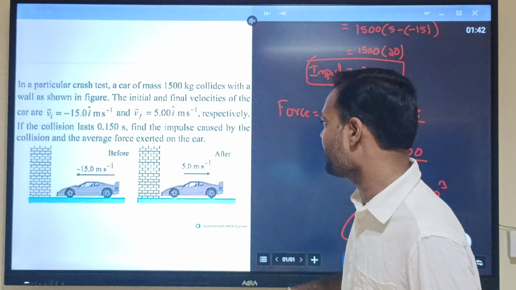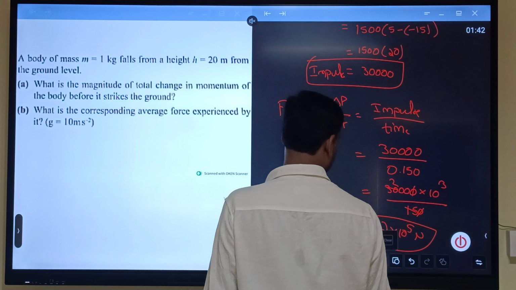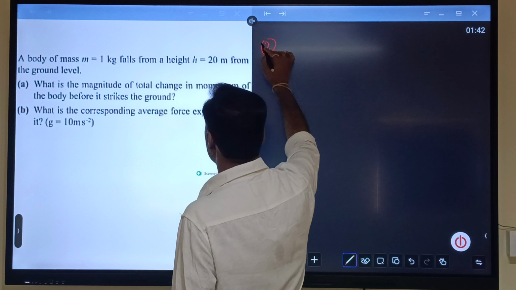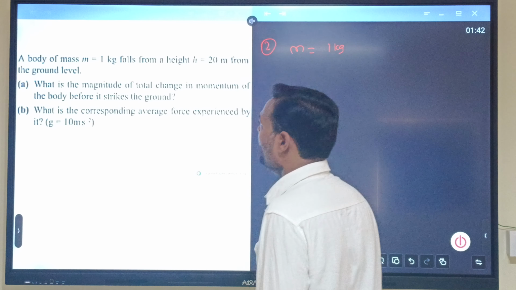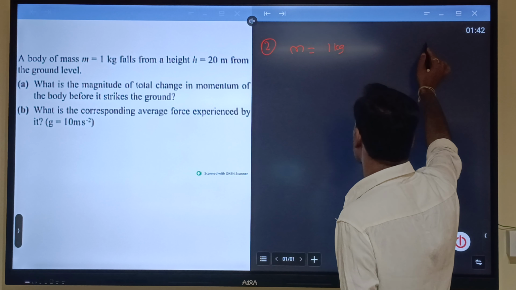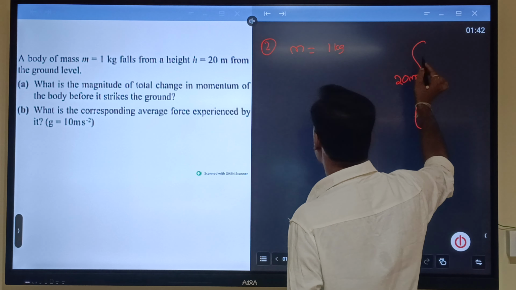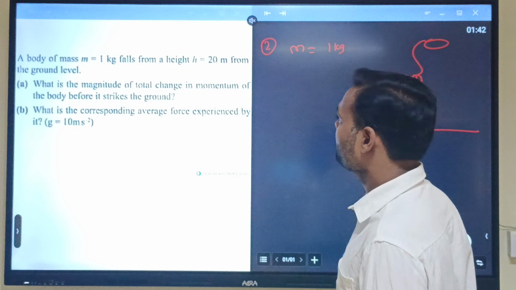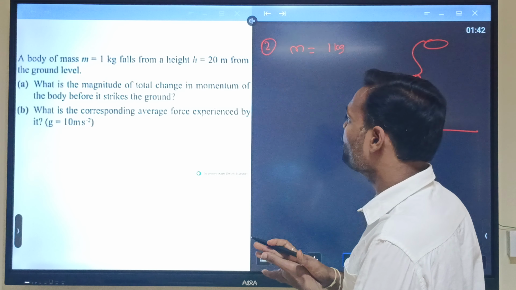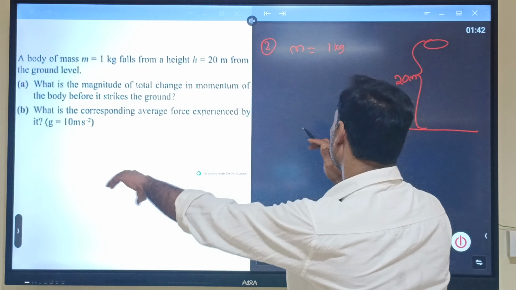Let us go for the second question. A body of mass m is equal to 1 kg falls from a height h is equal to 20 meters. The body is falling from 20 meters to the ground level, right? What is the magnitude of the total change in momentum of the body before it strikes the ground?